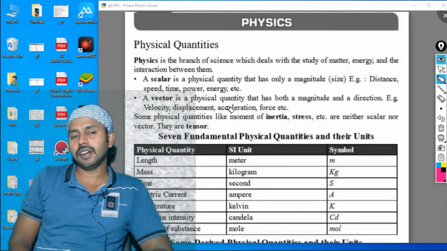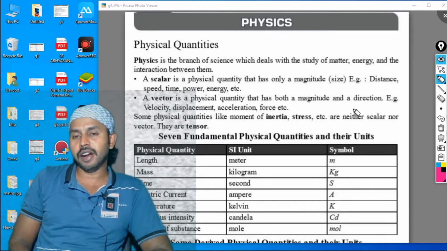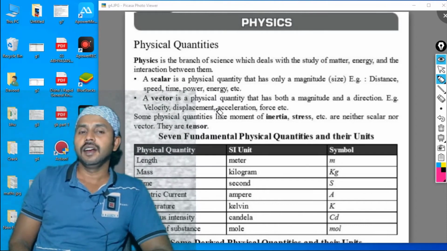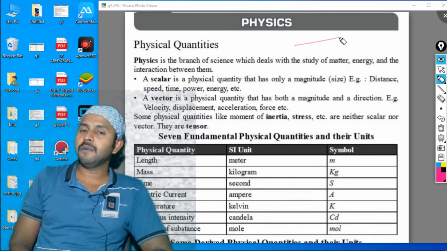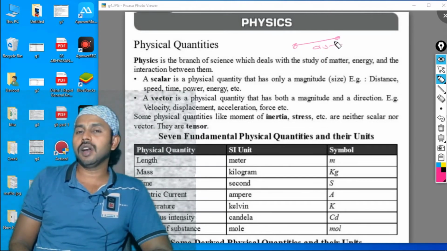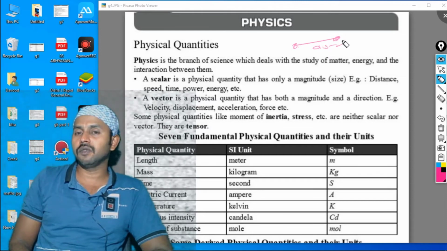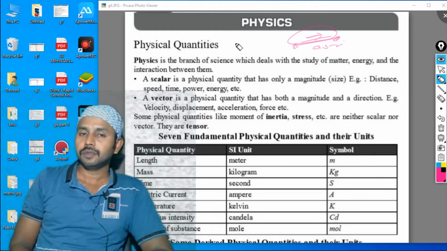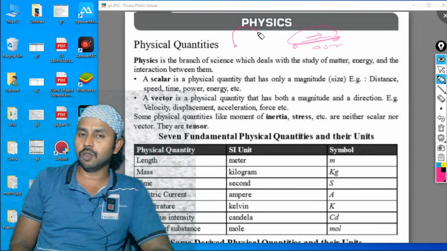A vector is a physical quantity that has both magnitude and direction, as in velocity. Displacement means one object is moving from one place to another, which we call distance. Likewise, when one object moves from one place to another in one direction, we say it has some displacement. Suppose one object is moving from this point to this point, that means a circular orbit.